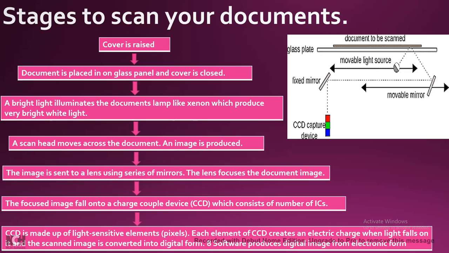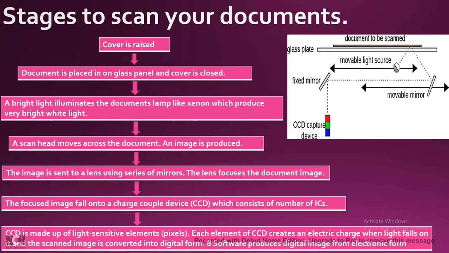The first stage is that the cover of the scanner is lifted, then the document that you have to scan is placed on the glass plate, after which the cover of the scanner is closed. Now a very bright light falls on the document through the xenon lamp, and this xenon lamp is in present day scanners. Before that the cold cathode was used for bright light. After this, the scan head, which is a part of the scanner, moves across the entire document and creates an image.